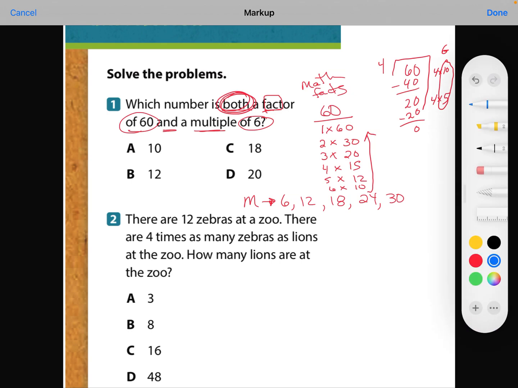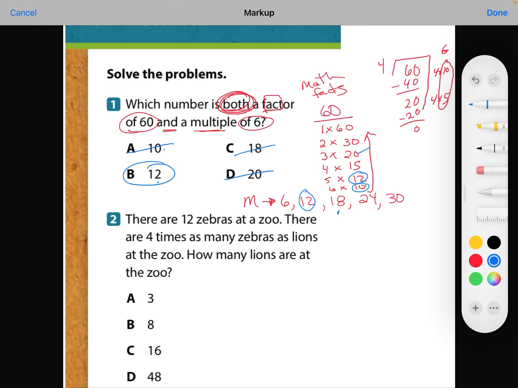Look for 10. Is 10 in both lists? Nope. It's in one, but not the other. Is 12 in both lists? There's a 12. Yep. Looks like that's the winner. There's an 18 here, but not an 18 there. So nope. I do go ahead and check everything to make sure I didn't make any mistakes. We've talked about this. We know we don't find one and stop. It's a way to check our progress. So yes, but not in both lists.